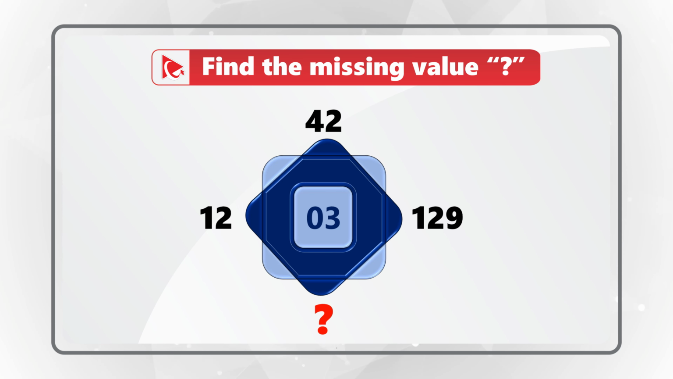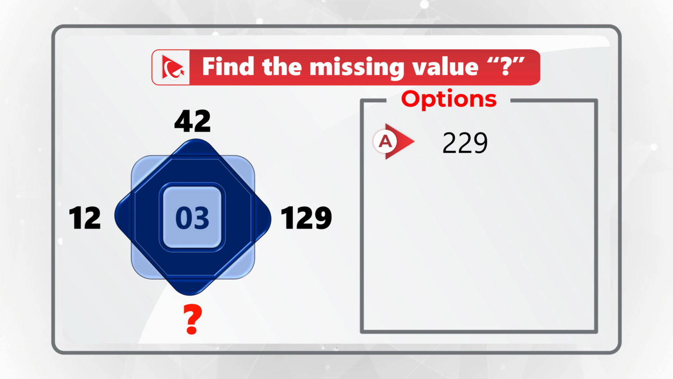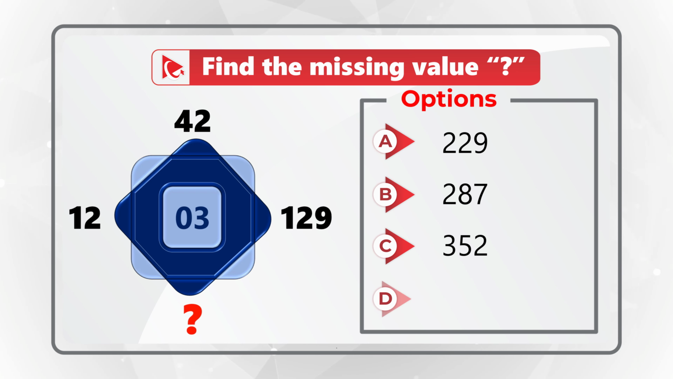Missing value is represented by the question mark in a shape that contains numbers around the shape as well as one number inside. The numbers you see are 12, 42, 129, and then there is a number 3 in the middle. You have 4 different choices to choose from. Choice A, 229. Choice B, 287. Choice C, 352, and then choice D, 390.